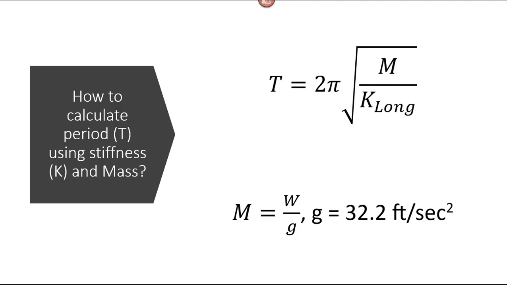The way you calculate period is using this formula, which is T equals 2 pi multiplied by root of m over k. m represents the mass, k represents the stiffness. m, which is the mass, is basically the weight of the structure divided by the acceleration due to gravity.